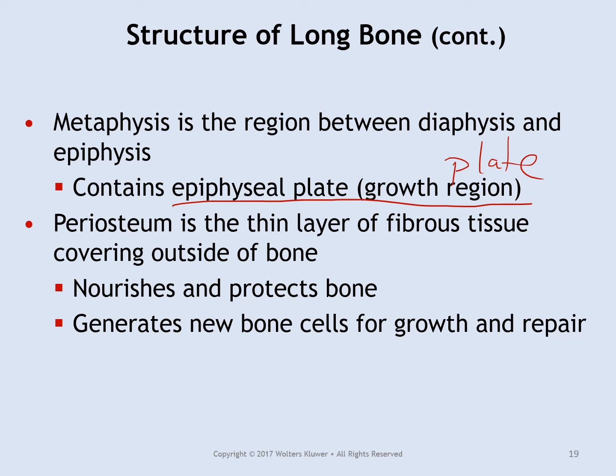The whole bone is covered in this thin little fibrous connective tissue called periosteum. Peri means around or surrounding. Lots of term words in this part of the lecture. So the periosteum is just surrounding the bone. This is where we develop new bone cells. The periosteum brings nutrients and oxygen to the bone and keeps those cells nice and healthy.